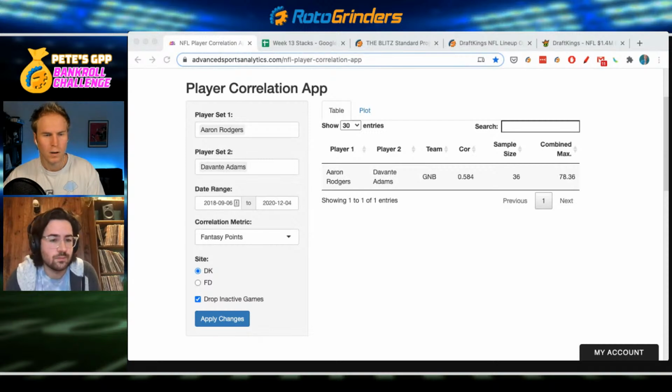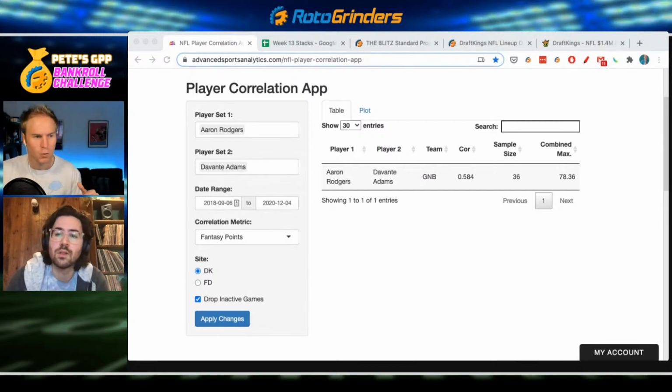Yeah. And you mentioned those thresholds. If people are tabbing around and they see this number here, 0.584, can you give some general heuristics for what's a good correlation? Obviously, quarterback to wide receiver is one of the strongest ones we have, but maybe we could look at a few examples to give people some benchmarks for what kind of correlations they should be looking for.